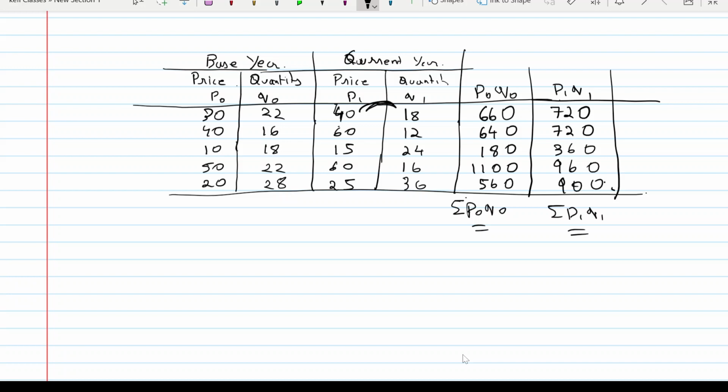P0 Q0 कितना आ रहा है? 3140, 3660, ठीक है. So it's going to be summation P1 Q1 upon summation P0 Q0 into 100. That's the value index number.